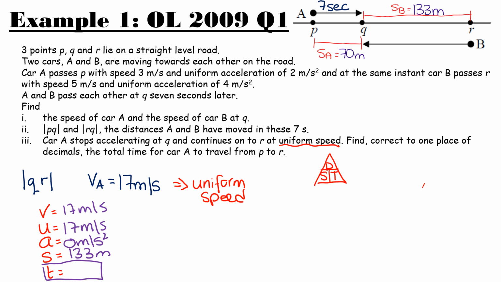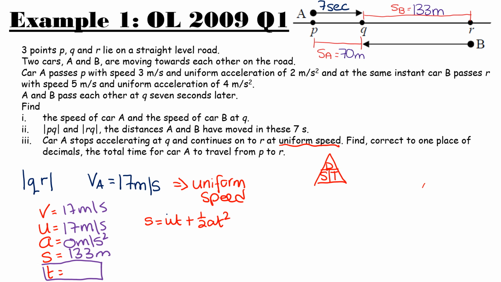You can use pretty much any formula, but we have to be careful. If you try to use v equals u plus at, and I'll just show you this very quickly, v is 17, u is 17, plus a is 0 times t, and that disappears. So it tells us 17 is 17. It's correct, but it doesn't actually get us a value for t. We're not going to use v squared equals u squared plus 2as because it doesn't have a t. So it's better for us to use s equals ut plus a half at squared.